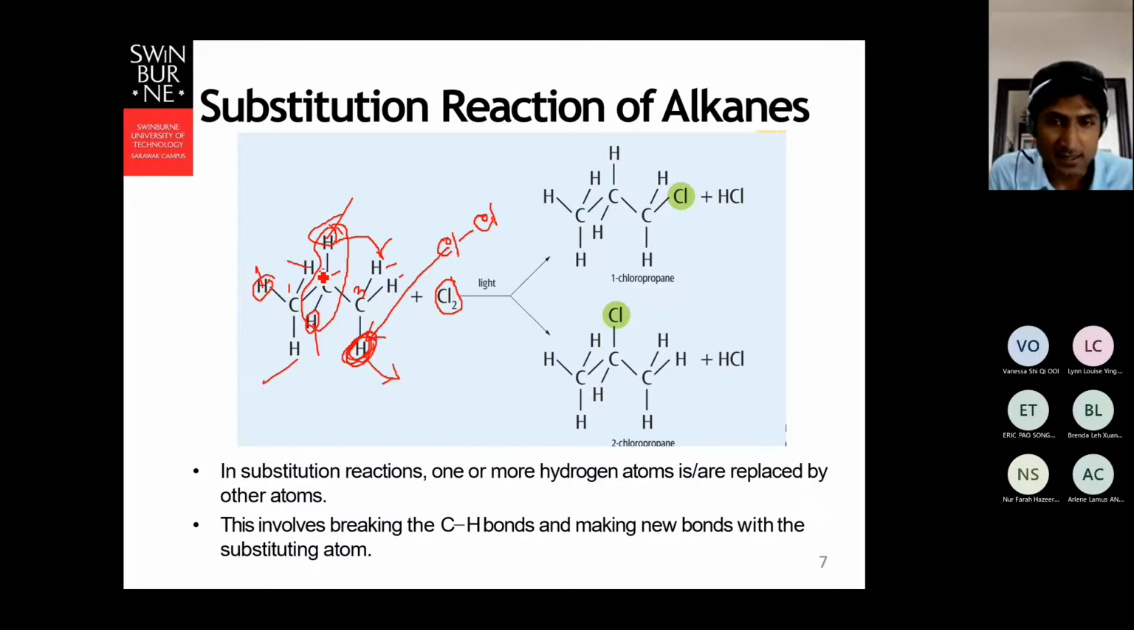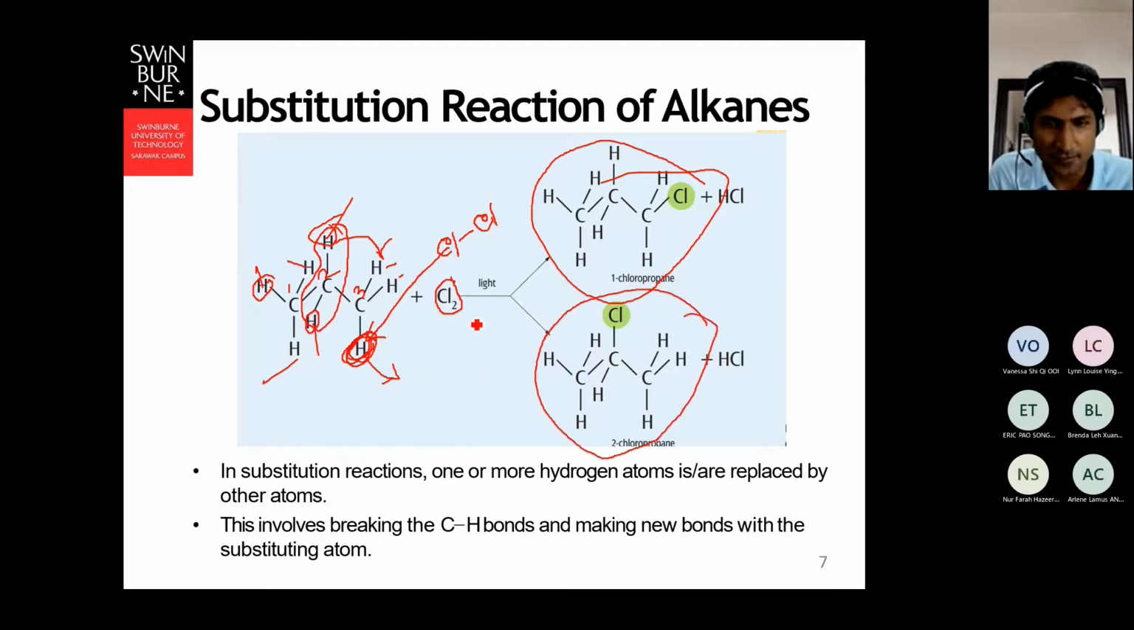But the thing is, it is not happening on a single propane molecule, but in a separate way. So 1 chlorine is going and producing this type, and another molecule being produced is this type. It is not from the same carbon, like one molecule having two chlorines. It is not happening in that way.